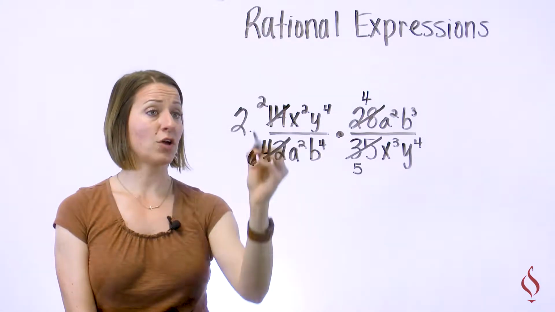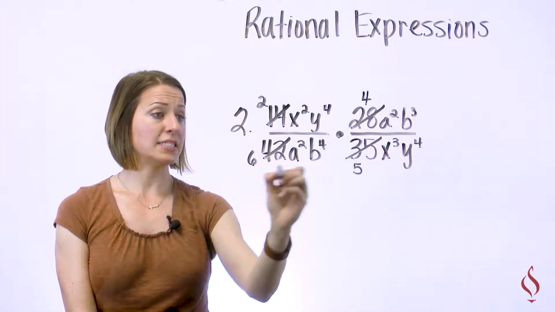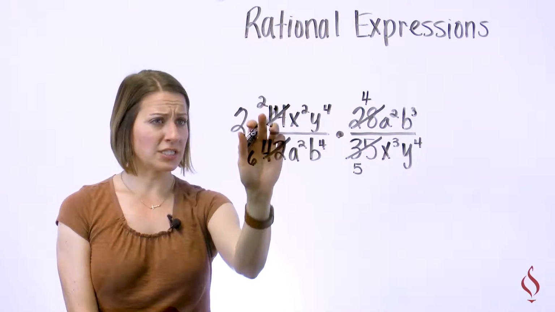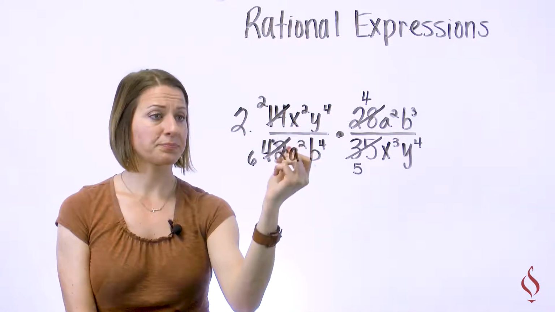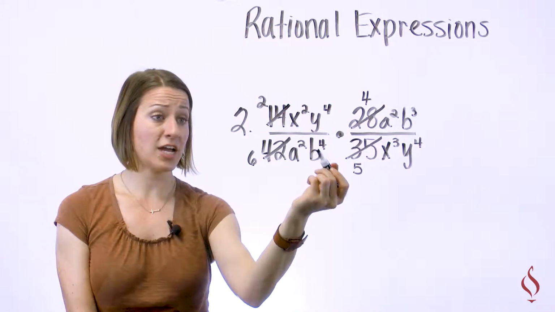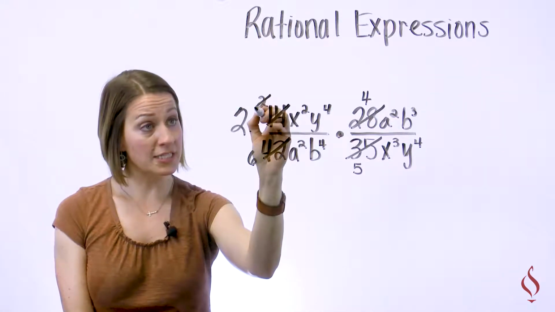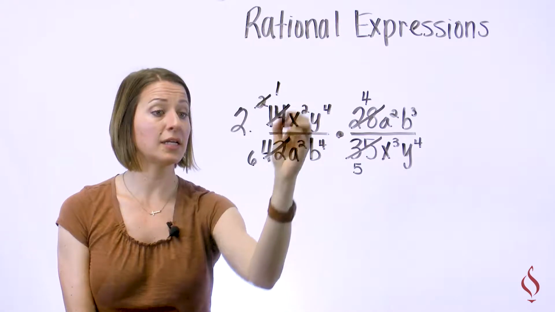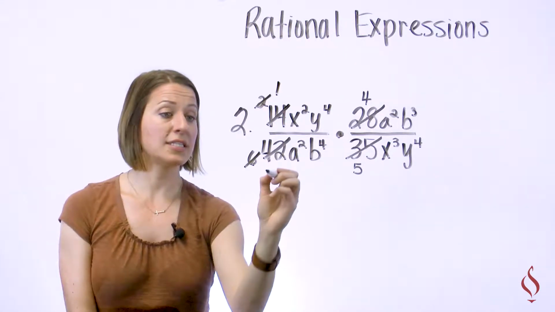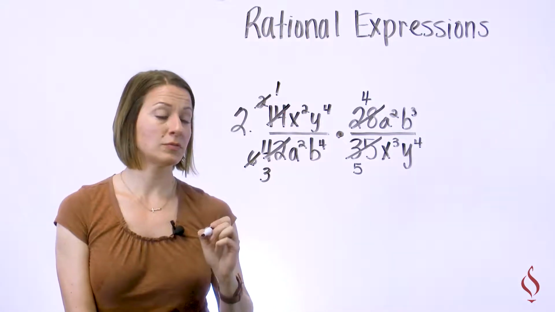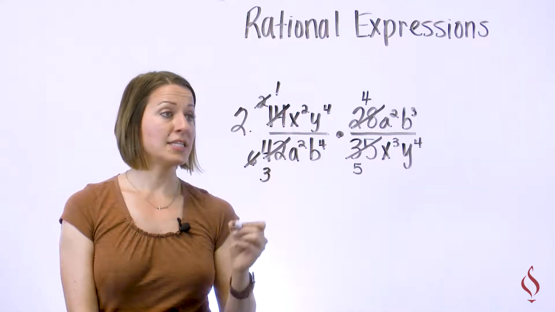Okay, now we have coefficients 2, 4, 6, 5, but I want you to look at this 2 and the 6. Even though we've already factored out a 7, we can factor out a 2. So I'm going to cross this little 2 out and put a 1, and cross the 6 out and put a 3. Okay, now let's take these variables.